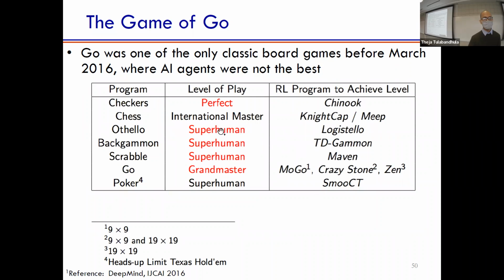These are just superhuman. We can look at this slide deck or this reference, but level of play just means these levels are not comparable across games, right? So international master for chess, there's no equivalent for backgammon or something like that, right? So level of play just means how well these particular RL agents or RL programs are doing. Superhuman just means they can beat humans here.